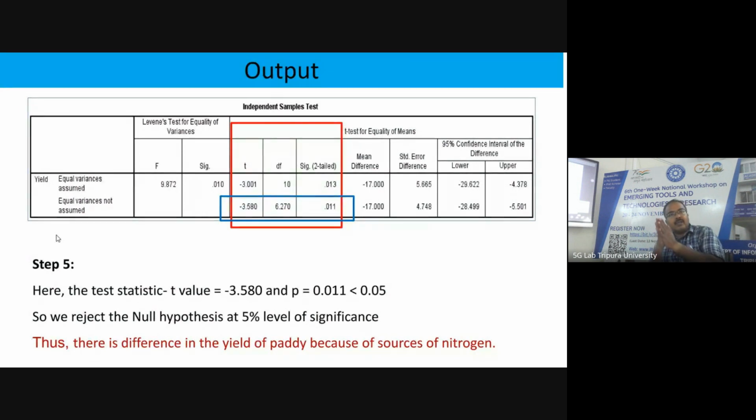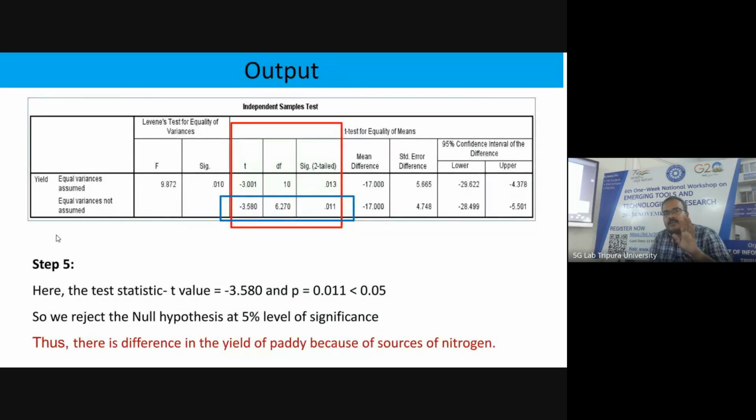First, you are with your assumptions. If all the assumptions are met, then there can be a possibility of accepting the null hypothesis. But once one of your very important assumptions is violated, how can you be sure that you can still accept your null hypothesis? That is generally not possible. In some rare cases with unique data, it may be possible. Thus, there is a difference in the yield of paddy because of sources of nitrogen.